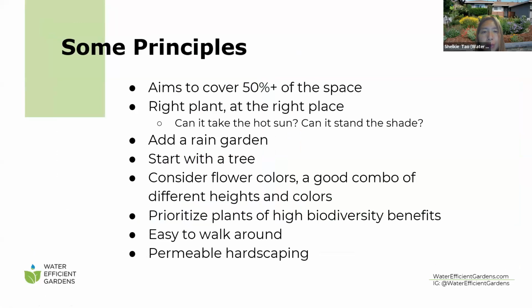Some of the design principles, I list some of them here. First, aim to cover at least 50% of the space. Actually, that's also a requirement if you want to receive the rebate from Valley Water. Say if your lawn is 1,000 square feet, then after you transform that to the new landscape, all the plants, when you add them together, should be at least 500 square feet, or 50% of that 1,000 square feet. How do you get to that 500?